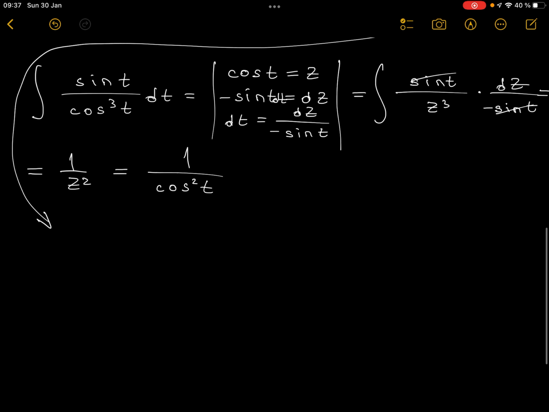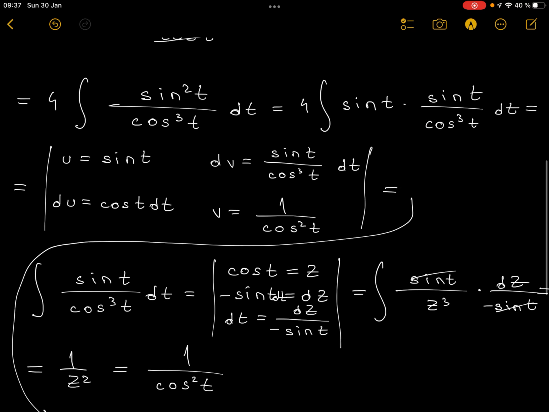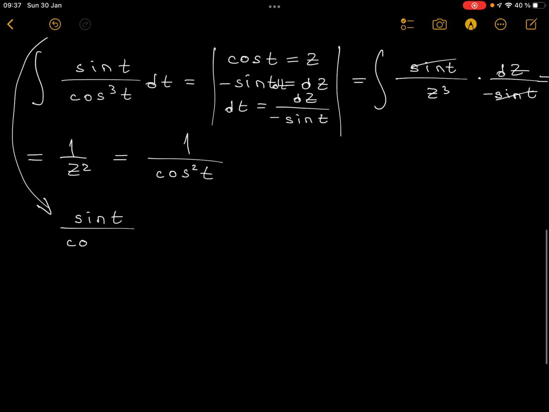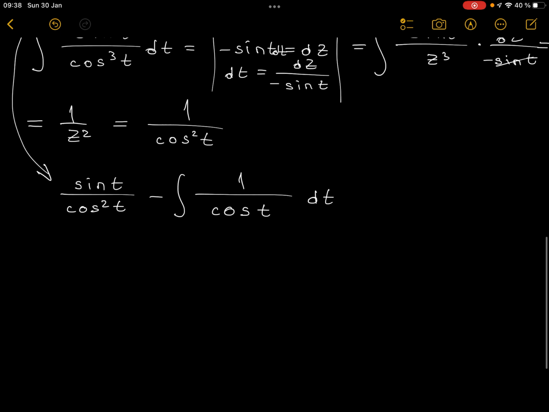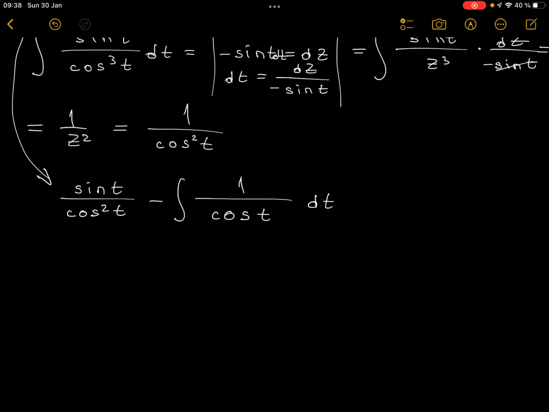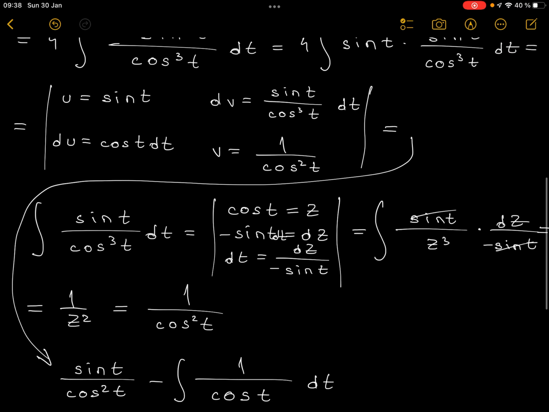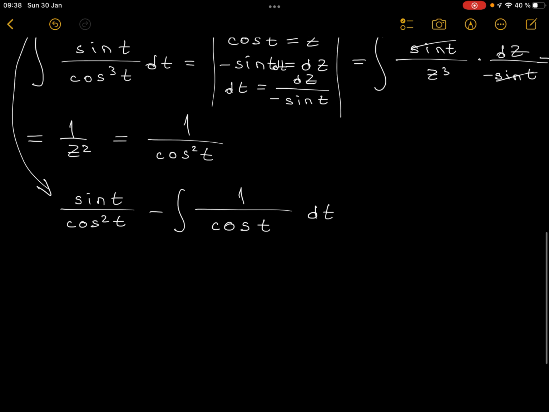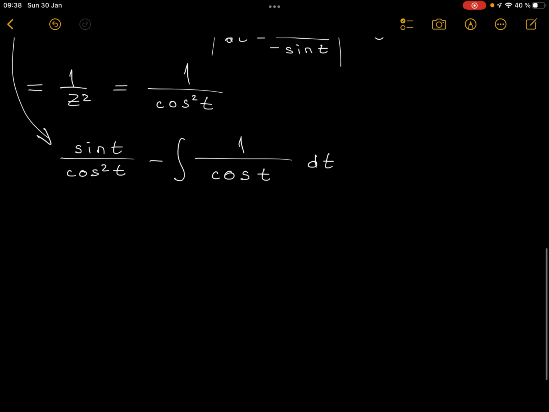uv minus the integral of v du: sine t over cosine squared t minus the integral of 1 over cosine t dt. Okay, and now all we are supposed to do is find the value of the integral of 1 over cosine t dt.